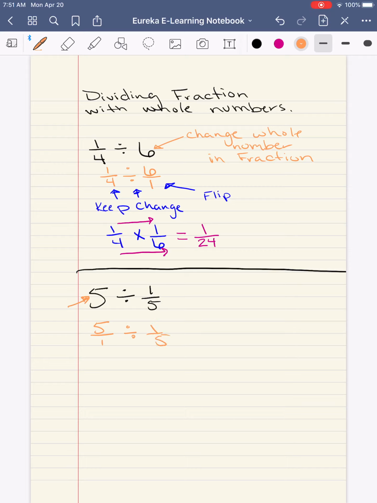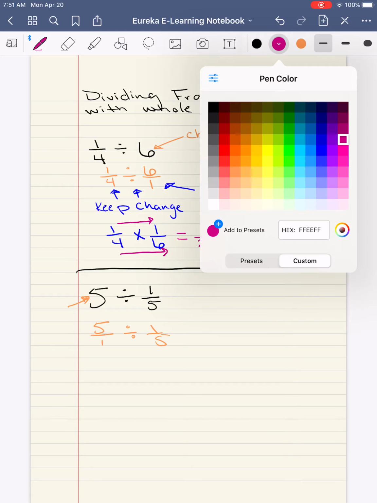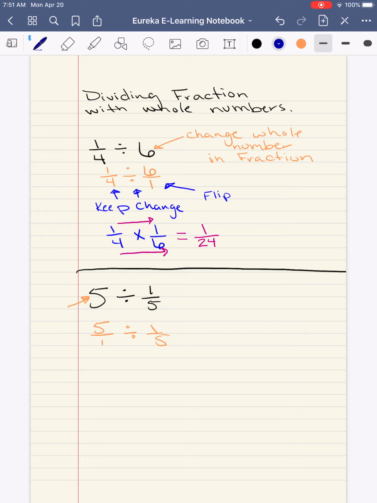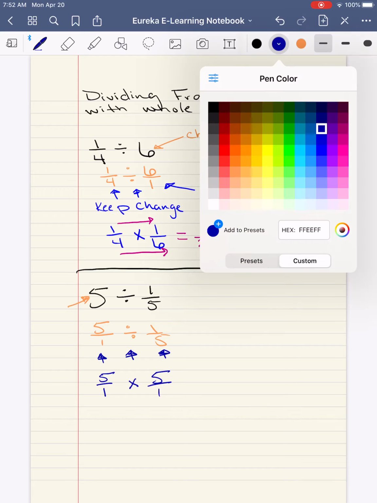As you can see, I'm doing one step at a time. I am not doing multiple steps. Now that I've done that, I'm going to do my steps again. I'm going to keep this first number, 5 over 1. I'm going to change my division into multiplication, and I'm going to flip my second number, 1 over 5, to 5 over 1. Then I'm going to follow exactly what I just did before.